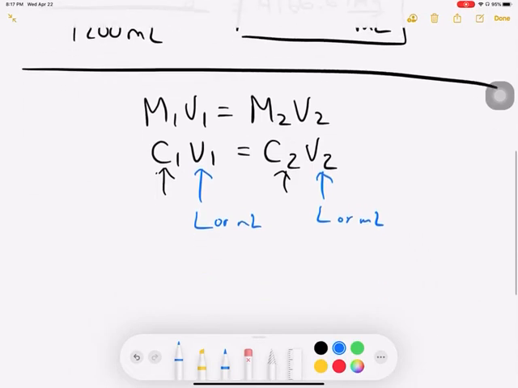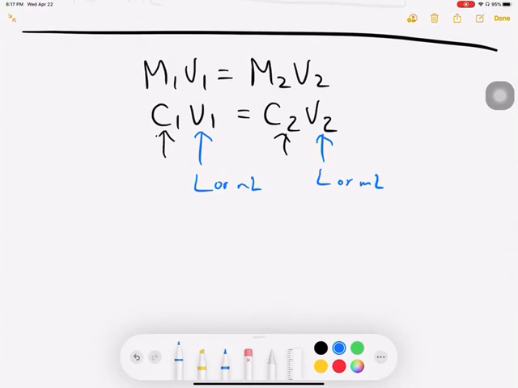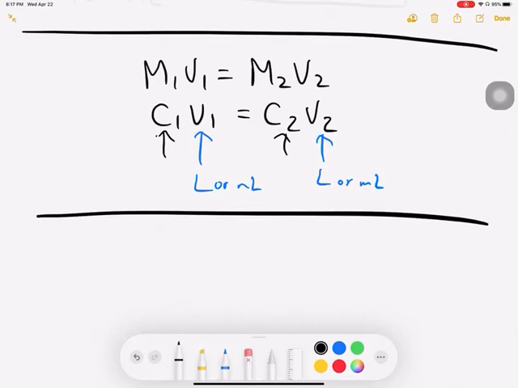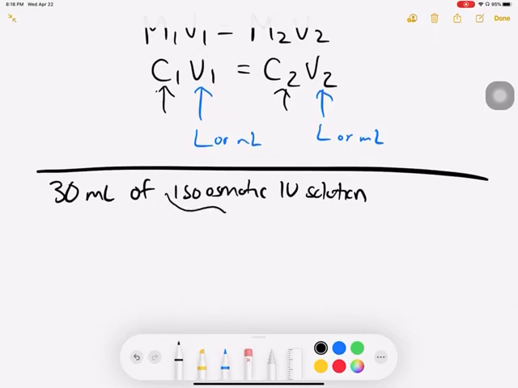So number 4, you guys have to look that up. Number 5 says determine the amount of NaCl needed to make 30 mLs of isoosmotic IV solution. So first of all, you have to look up what the concentration of an isoosmotic IV solution is.